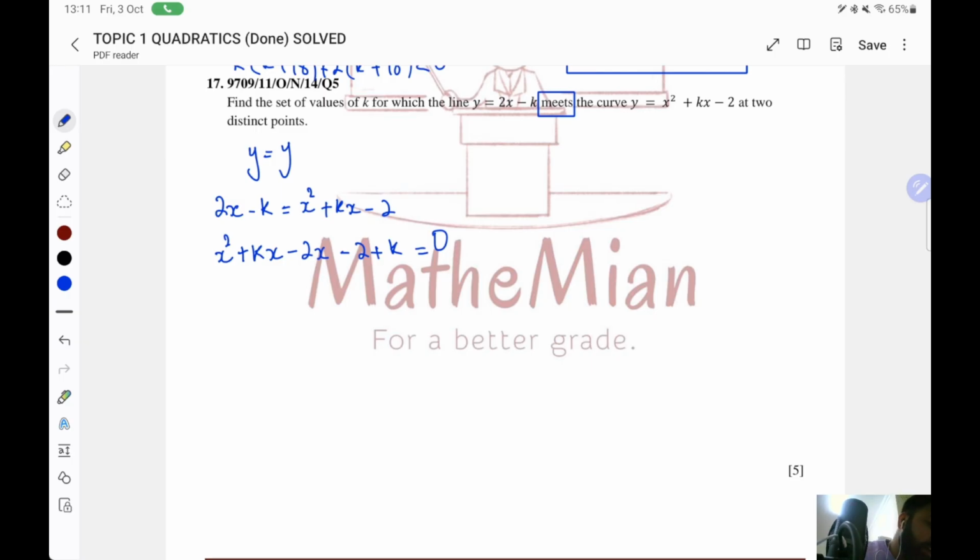After that, he says that they have two distinct points. So two distinct points means that the discriminant is going to be greater than 0. B square minus 4ac will be greater than 0. The value of a is 1. The value of b is k minus 2. The value of c is k minus 2. Is there any problem?